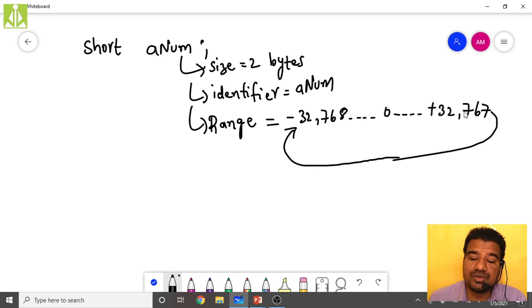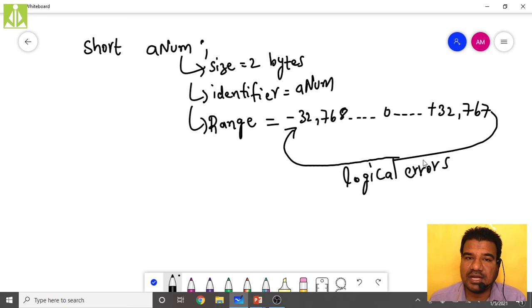Storing a value exceeding the range is a logical error. It is not a syntactical error. Your compiler will not show the error. Very soon you will understand what a logical error is and what a syntactical error is. Exceeding the range is a logical error. You will not get the correct result.